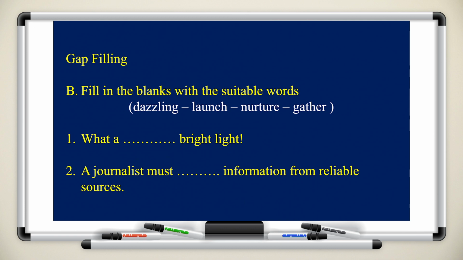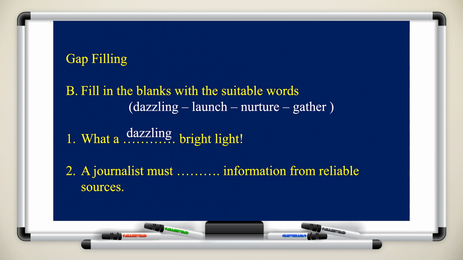This is the other type of question that we have related to the vocabulary, gap filling. What you have to do is very simple. You have to fill in the blanks with the suitable words between the brackets. Now, sentence number 1, what's a blank? Bright light. Look at the word between brackets and try to figure out which one of them is the correct answer and suitable for the first sentence. If you answered dazzling, then you chose the correct answer.